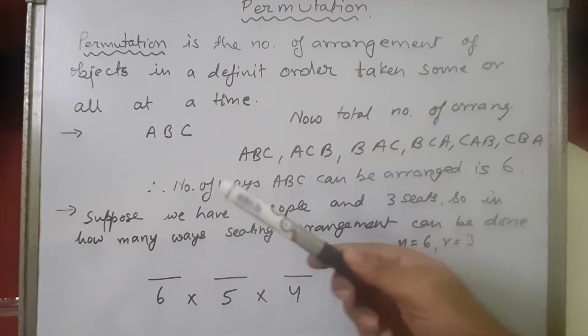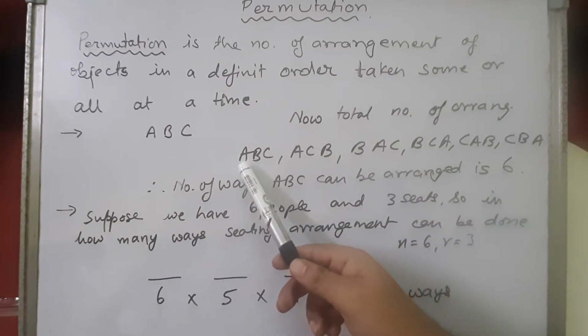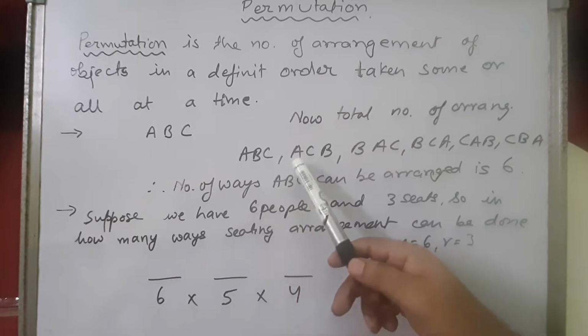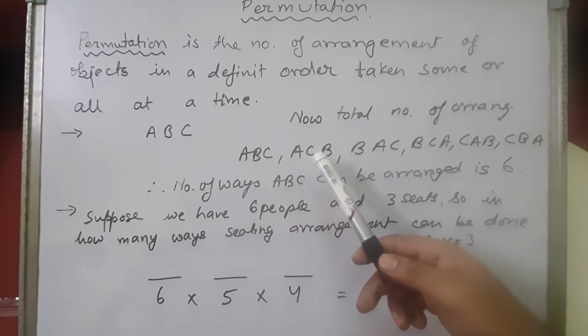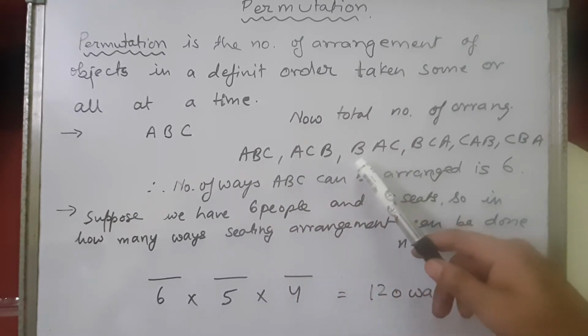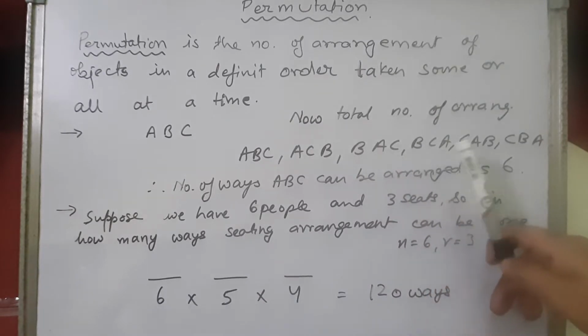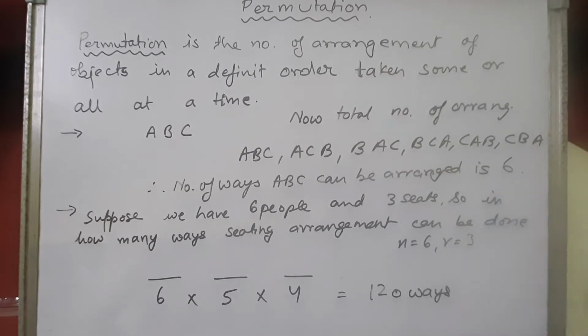So, the number of ways will be: either A can be the first book, then B will come after A, then C; or A will be first, then C can come, then B. Similarly, if B is the first book, then A and then C; B, C, A; C, A, B; and C, B, A. So how many possible arrangements are there? There are 6 possible arrangements. 1, 2, 3, 4, 5, 6, or factorial 3 possible arrangements.